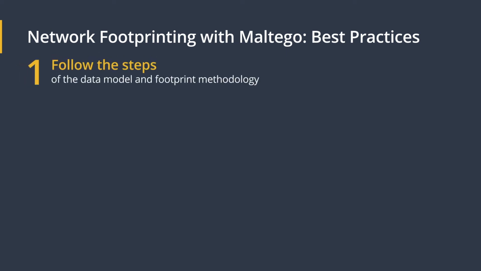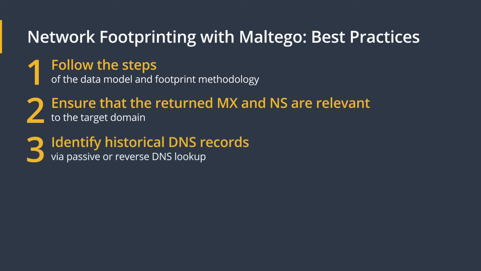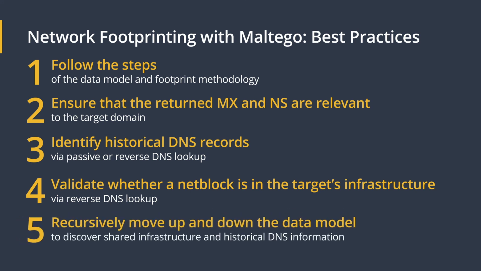Number 1, follow the steps of the data model and footprint methodology. Number 2, ensure that the returned MX and NS are relevant to the target domain. Number 3, identify historical DNS records via passive or reverse DNS lookup. Number 4, validate whether a net block is in the target's infrastructure via reverse DNS lookup. And number 5, recursively move up and down the data model to discover shared infrastructure and historical DNS information.